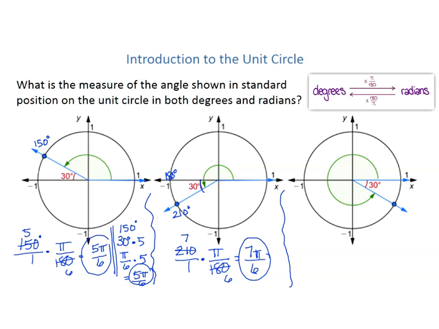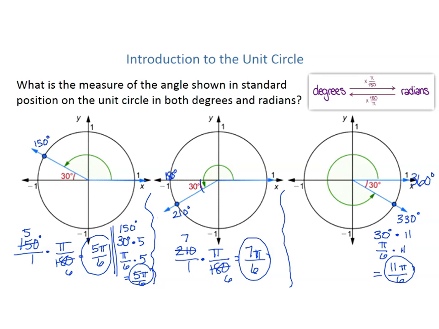And for the last one, I'm going to use the reference angle method. So all the way around is 360 degrees. So if I'm 30 away from that, that means that I'm at 330 degrees. And that's going to be 30 degrees times 11, right? Because 30 times 11 is 330. And I know that 30 degrees is pi over 6. So pi over 6 times 11 is 11 pi over 6.